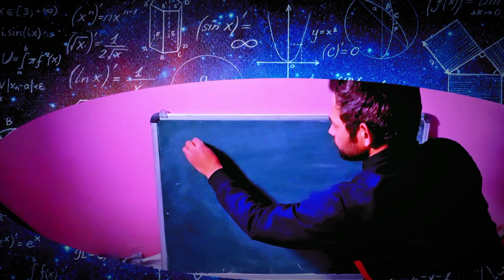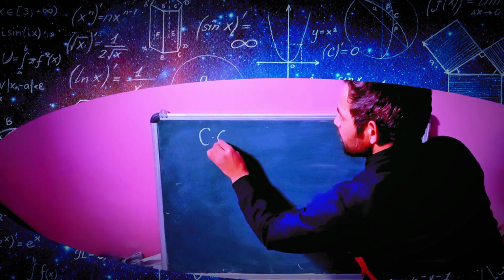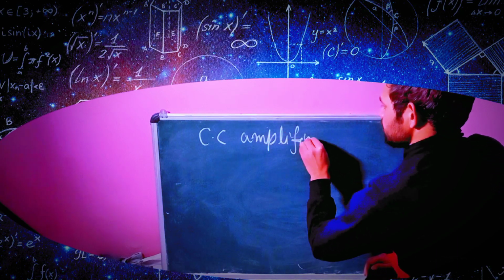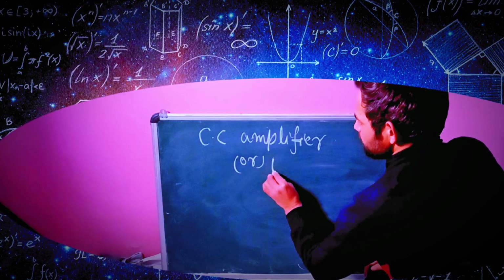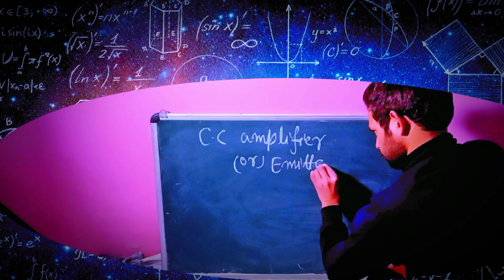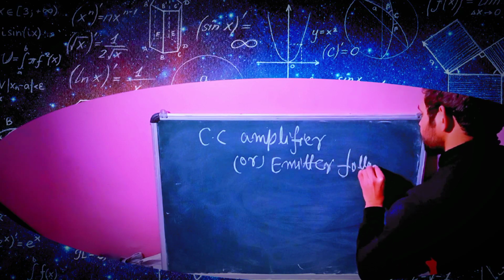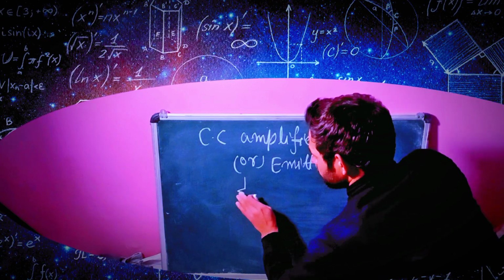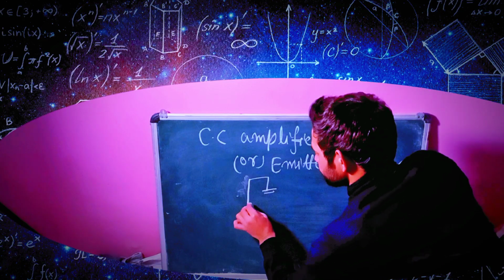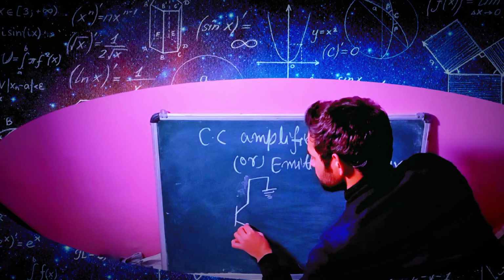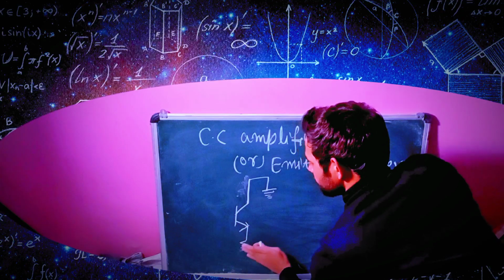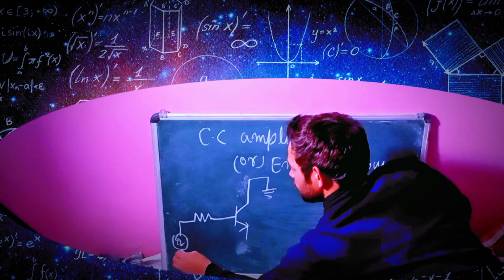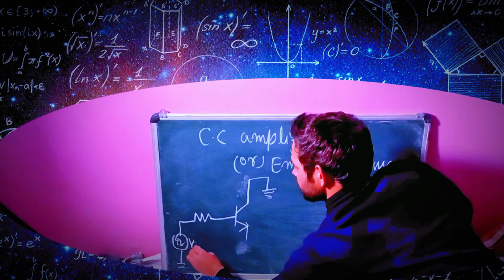So let's see here. This is my common collector amplifier, or we can say emitter follower. Now see here, this is my collector terminal, which is grounded, and this is my NPN transistor, and here is my base. Through the base I am connecting the input voice signal. So this is my Vi of t here.